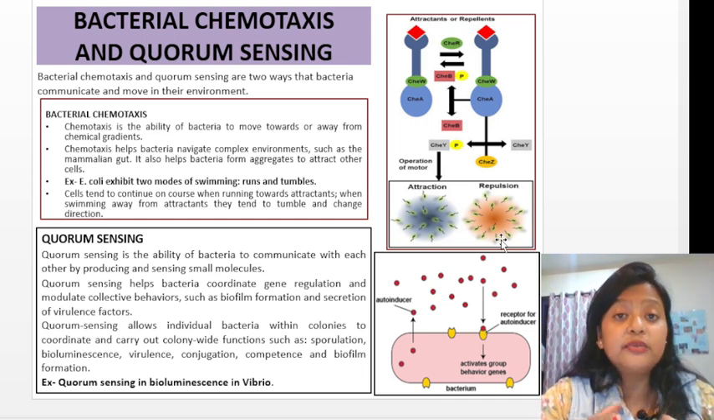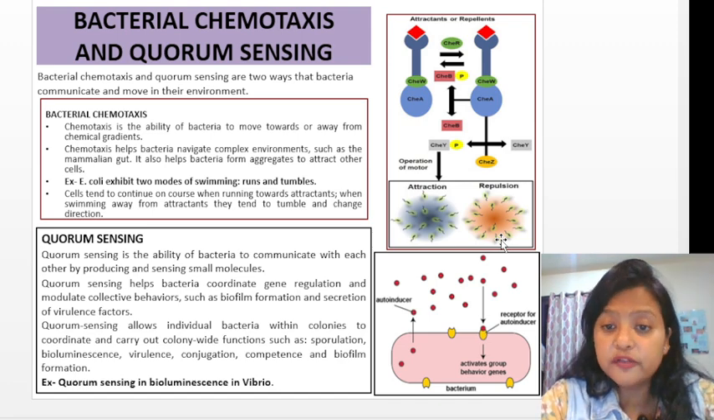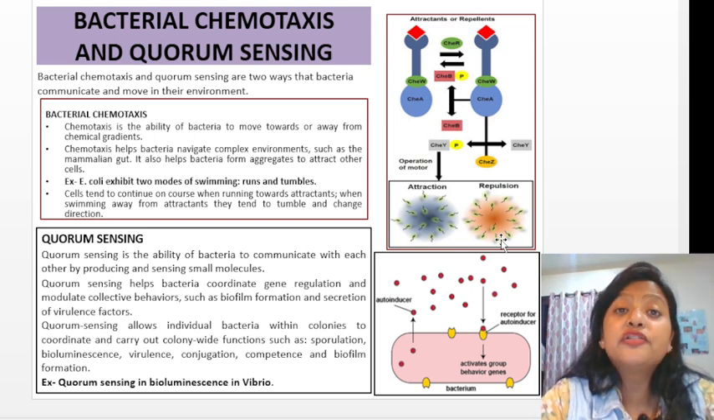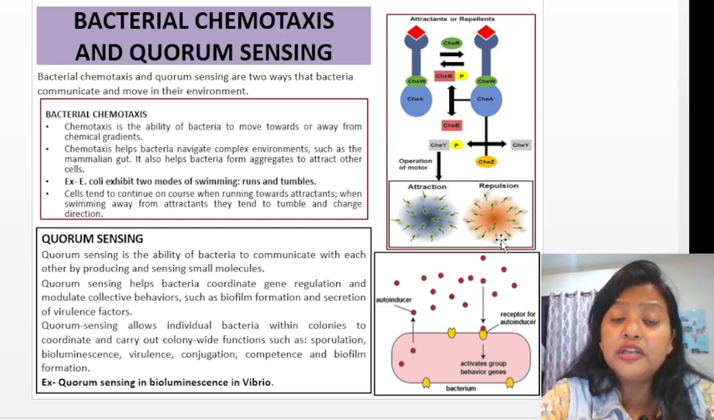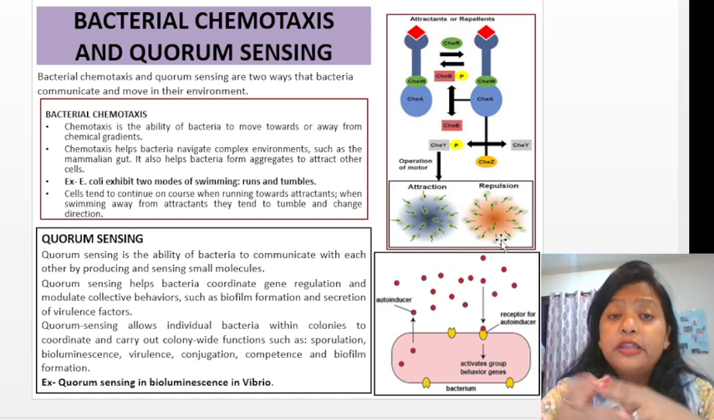Okay, this process will help the bacteria coordinate and they will help in the gene regulation process. Okay, तो क्या होता है, in biofilm formation, the secretion of virulence factors. ठीक है, तो ये सब चीजों में help करता है. They will also help the individual bacteria जो कि colonies में present होते हैं to coordinate among each other. Okay, and form some process known as bioluminescence, जो कि विब्रियो कॉलरे में देखा जाता है.